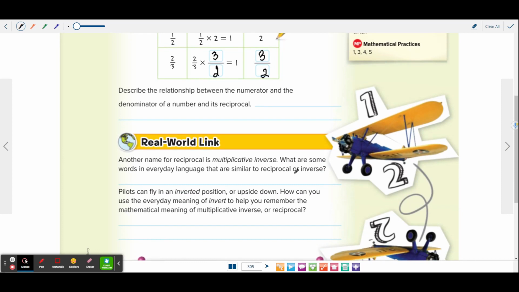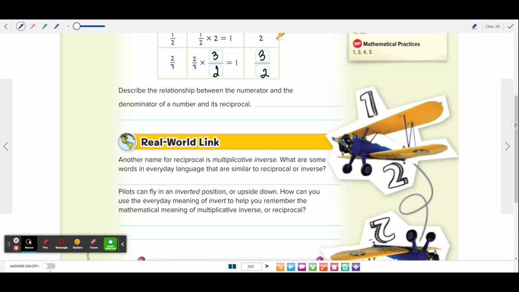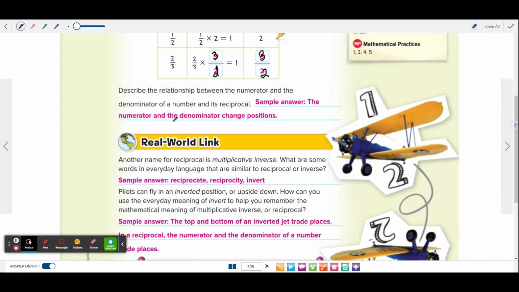So the relationship between the numerator and denominator of a number and its reciprocal would be, let me move this so I can show you, just that they change positions, okay? They flip upside down, they change positions. Now, another name for reciprocal, sometimes you'll see, is called multiplicative inverse, okay? That means that when you multiply, it's the inverse or the upside down version of that number.